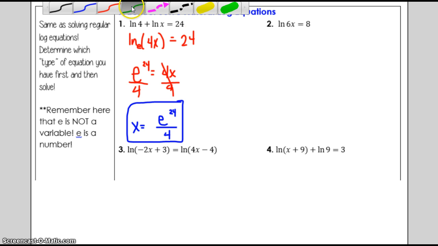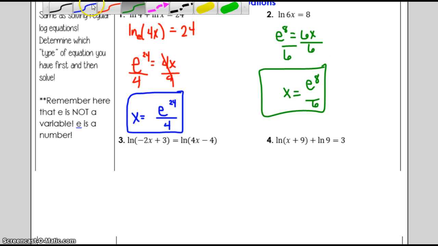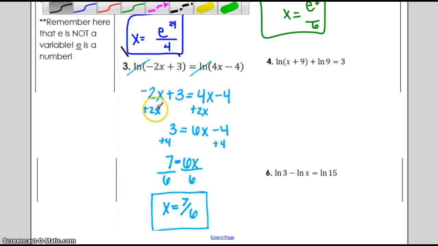All right, so let's go ahead and rewrite this one. Base of e to the 8th power equals 6x, and then solve by dividing by 6. So x equals e to the 8th over 6. All right, on the next one, we can cancel our logs since they match up on both sides. And then we can solve. So I want you to go ahead and finish solving that one and check when you're ready. All right, so add 2x, add 4, divide by 6, and we get 7, 6.